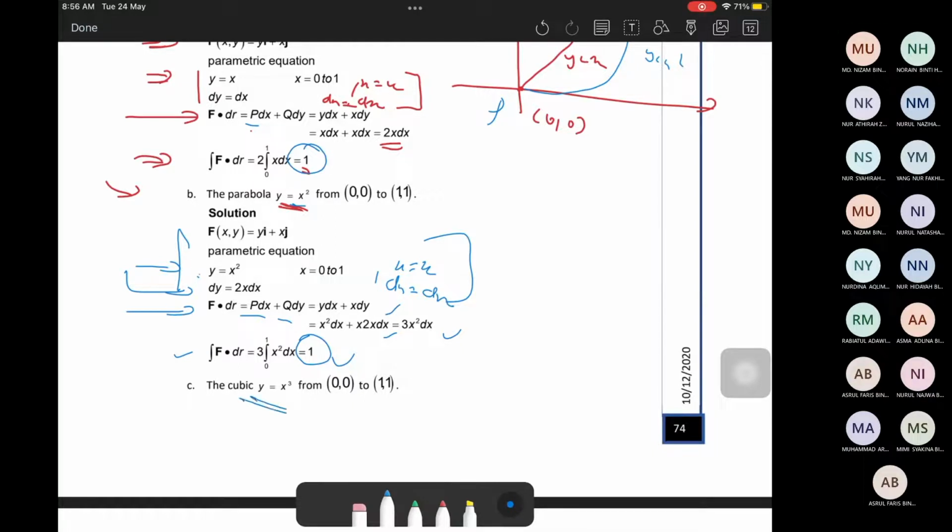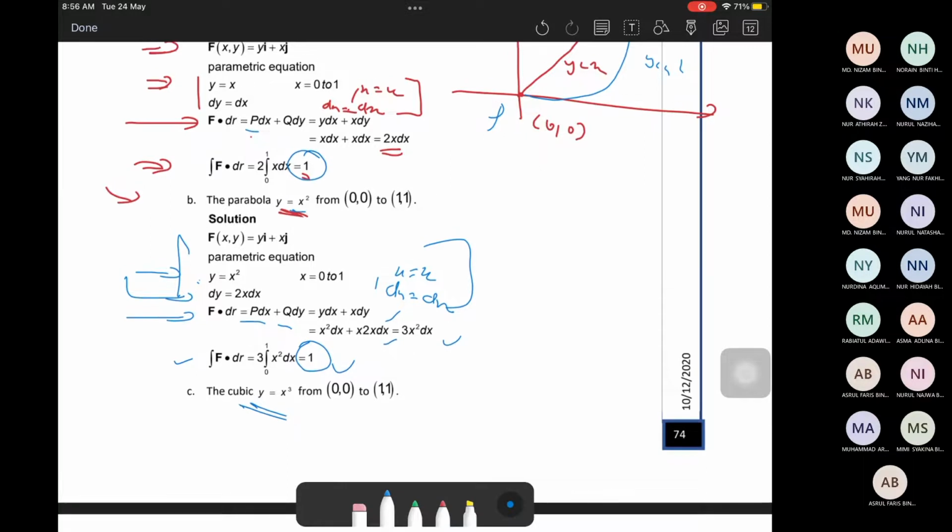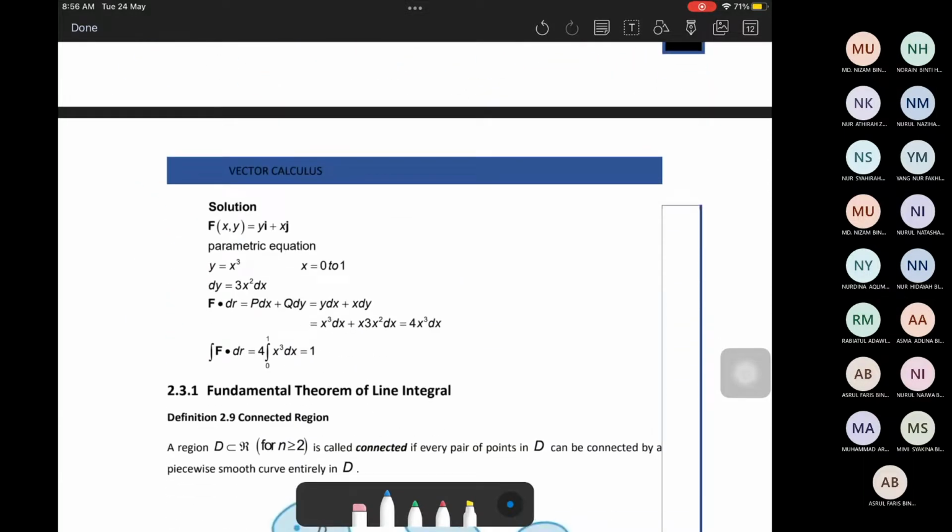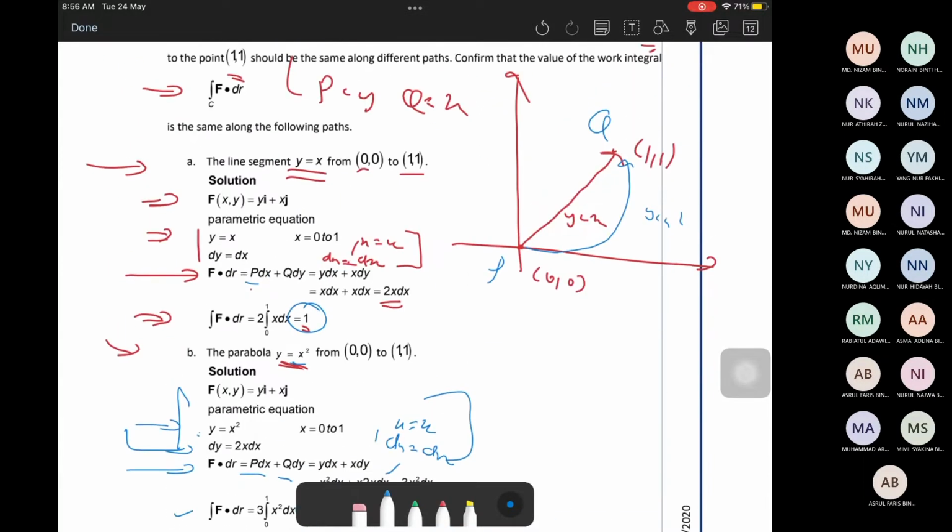Y equal to x cube. Okay, y equal to x cube. Begini.